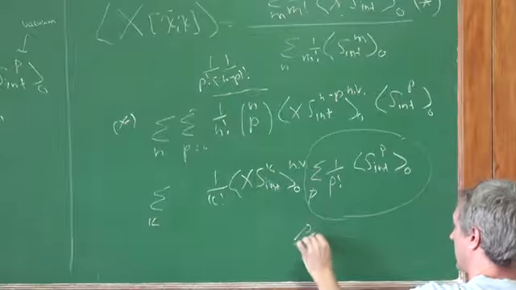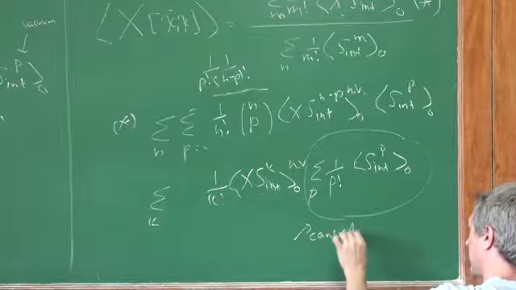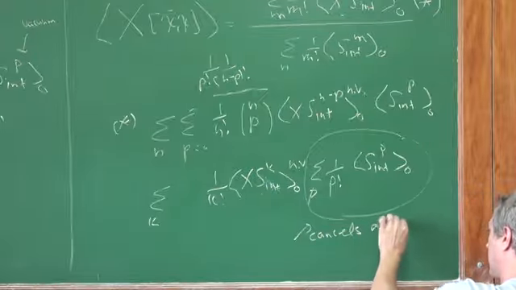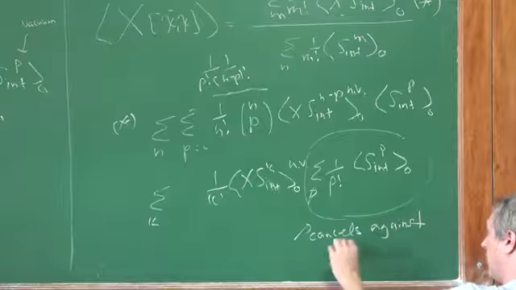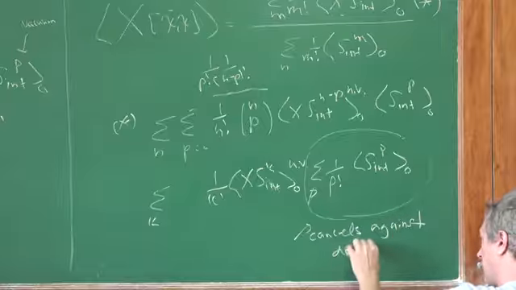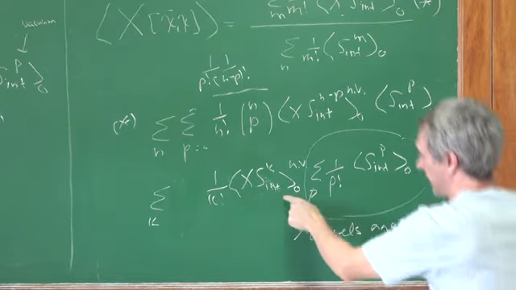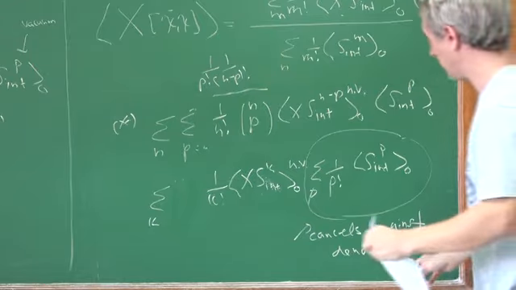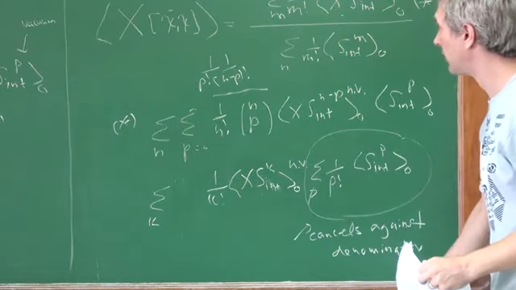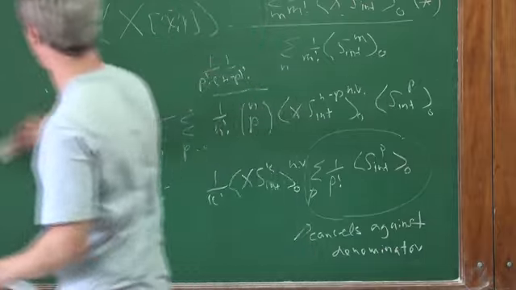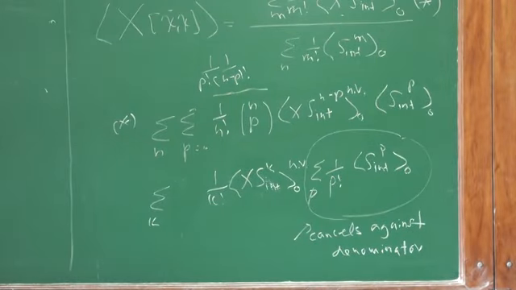This cancels against the denominator, and this means that we are left with this here being just what we wanted to show.